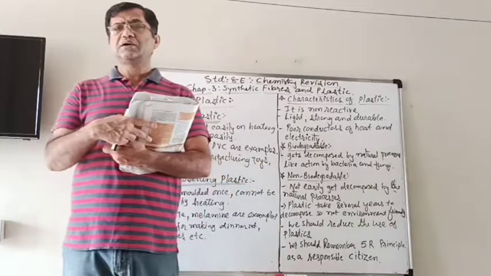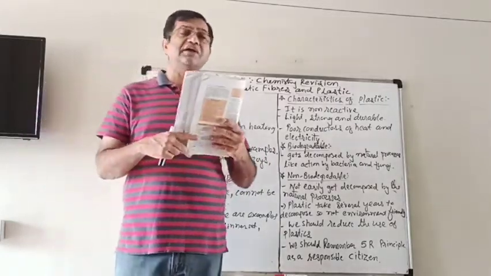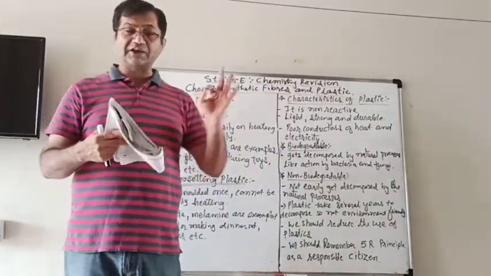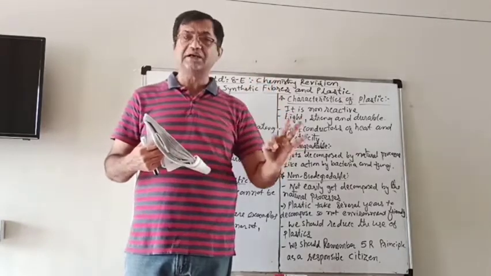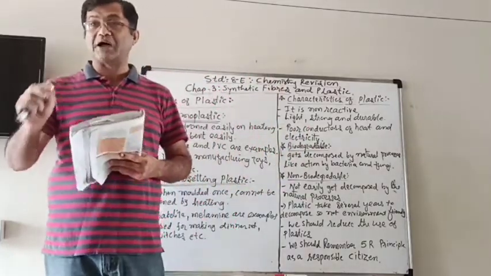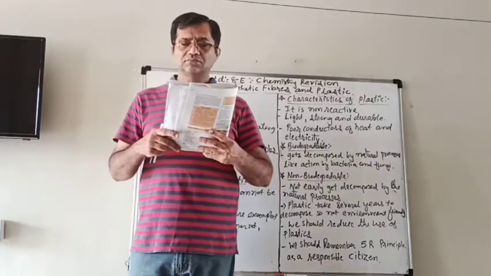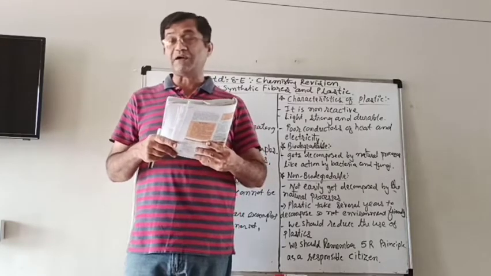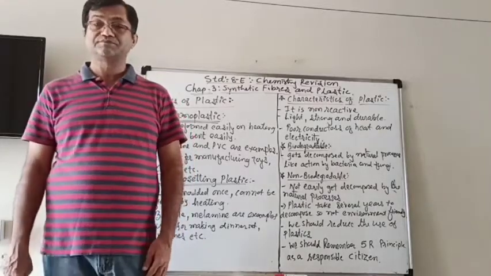So as a responsible citizen, we can remember the 5R principle. What are the 5R? Reduce, reuse, recycle, recover and refuse. These are the 5R that you should remember so that we can minimize the use of plastic, and by developing these habits we become environment friendly.